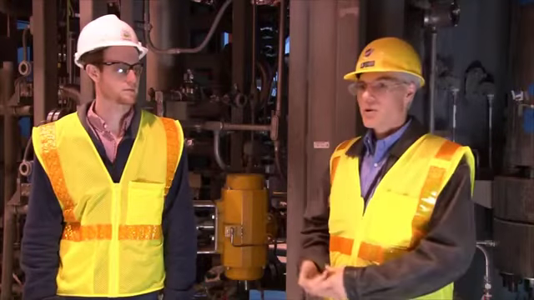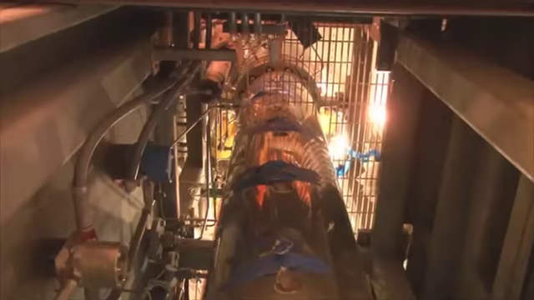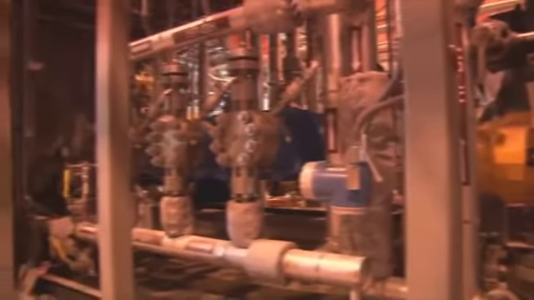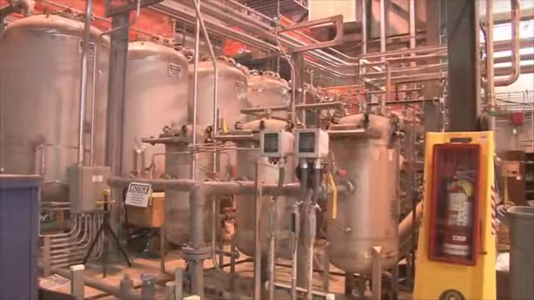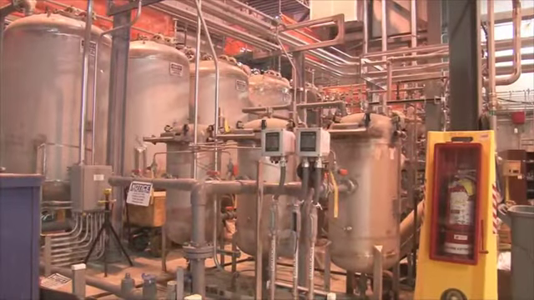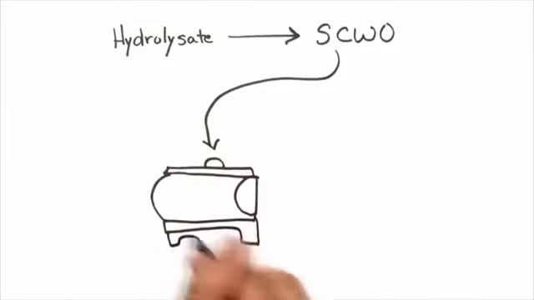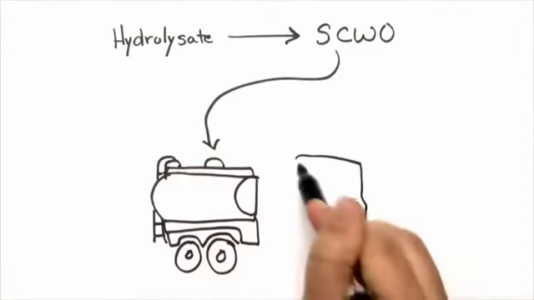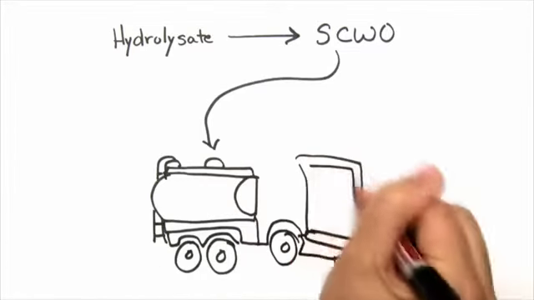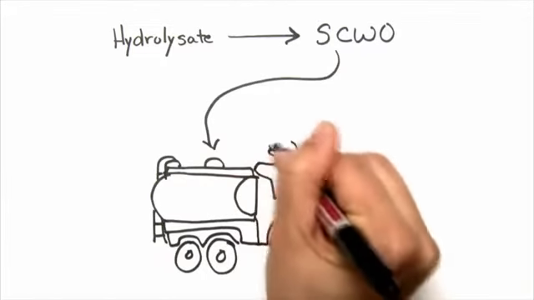Supercritical water oxidation provides a means by which we can take the hydrolysate that's generated in the main plant and convert it into a benign salt solution, very much like seawater. Supercritical water oxidation will break down the agent and energetic hydrolysate into a salt solution that can be transported to an off-site permitted disposal facility.